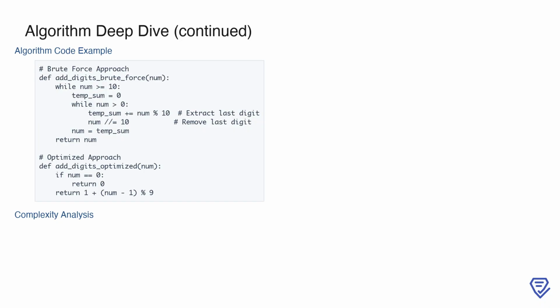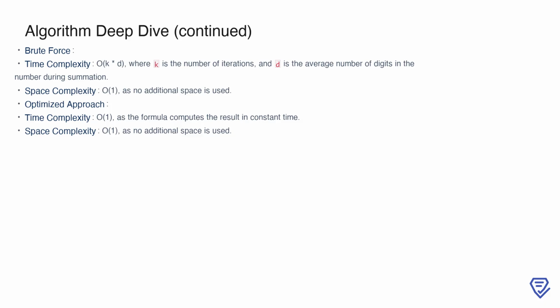These two approaches provide different trade-offs in terms of performance and simplicity, as we'll now analyze. For the brute force approach, the time complexity is O(k*d), where k represents the number of iterations required to reduce the number to a single digit, and d represents the average number of digits during each summation. The space complexity is O(1), as no additional memory is used beyond temporary variables.